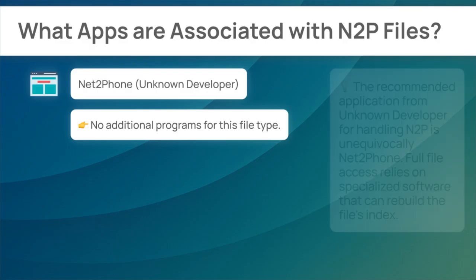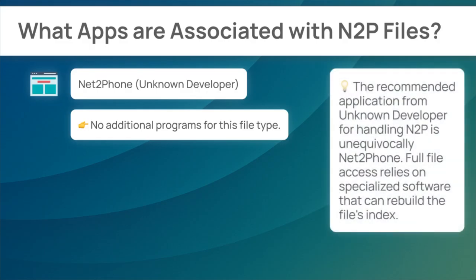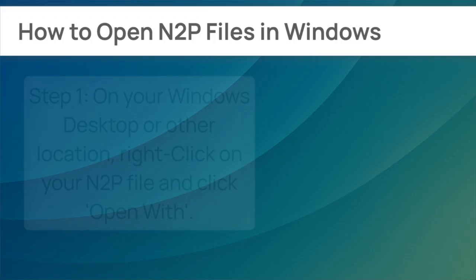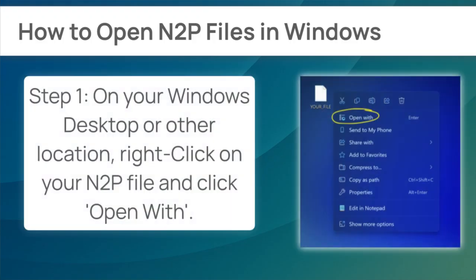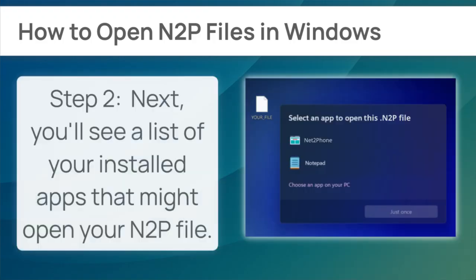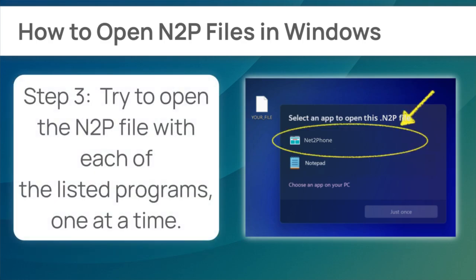Full file access relies on specialized software that can rebuild the file's index. Windows shows limited internal detail, so proper reading depends on the program designed for that format. We'll initiate a comprehensive scan of potential openers. Right-click your N2P file and select Open With. Test Net2Phone if it appears. If it fails, select the next application.